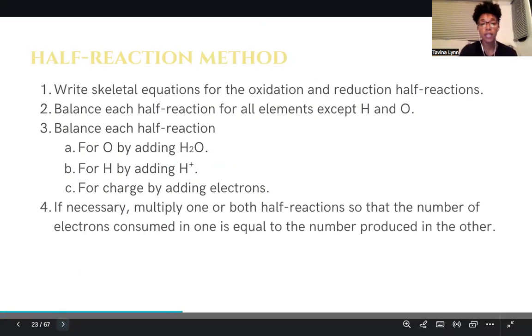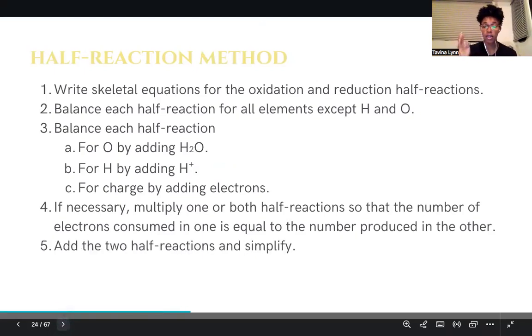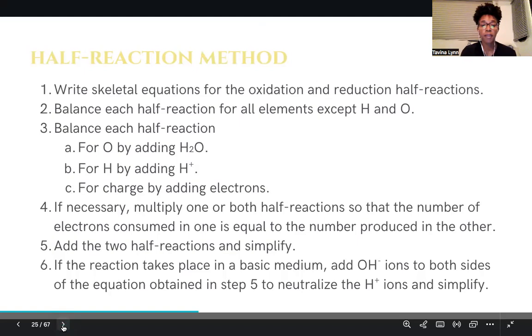Next, if needed, we will multiply one or both of the half reactions so that the number of electrons that's consumed is equal to the number that's produced in the other half reaction. So that when we add the two half reactions together, the electrons cancel out and then we can simplify. Now, if the reaction takes place in a basic medium, our next step would be to add hydroxide ions to both sides of the equation to neutralize any proton ions in the solution and then simplify.